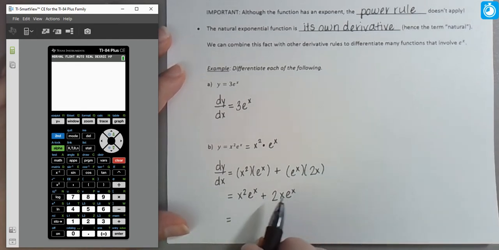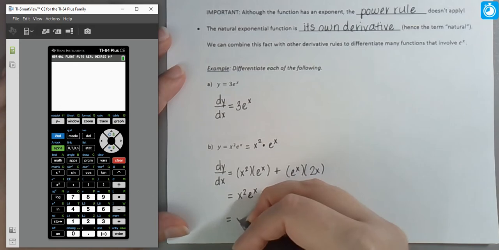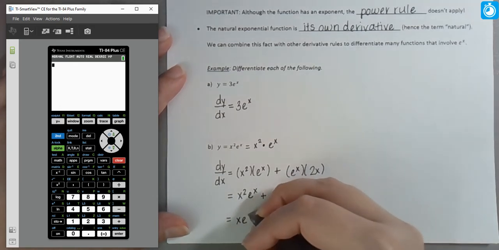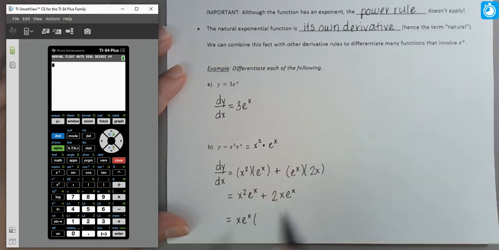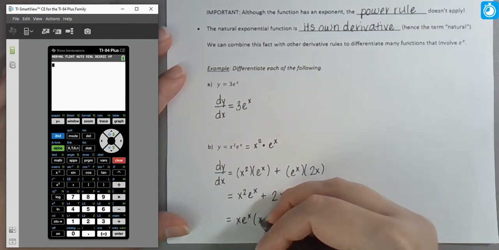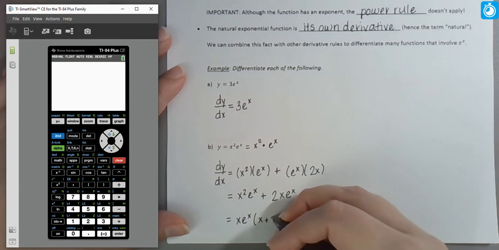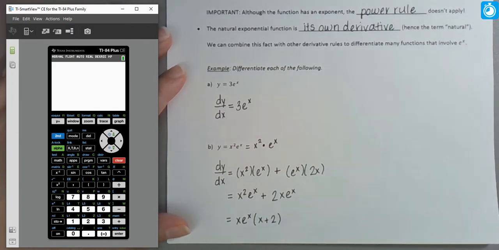So what do these two terms have in common? Well, they have an e to the x in common, so that can be factored out. And notice we also have two x's here and then one x here, so they have one x in common, so that can be factored out as well. So I'm going to factor out an x, and then I'm going to factor out the e to the x as well. So that's going to leave me with a single x for my first term, and then from the second term, all I'm left with is the 2. So plus 2. So that's going to be our derivative.